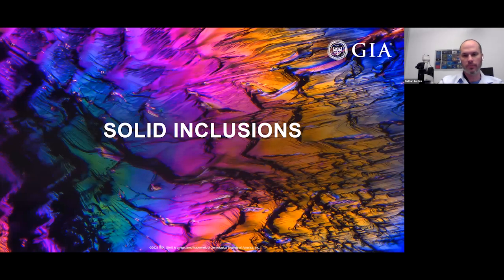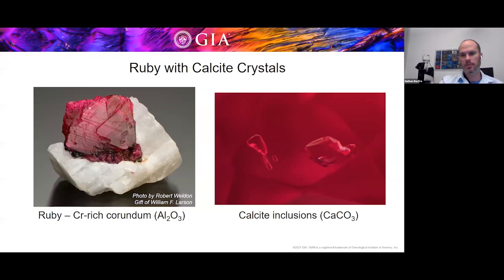So we'll start out by looking at a few examples of solid inclusions in gems. Our first example here is a ruby in its host rock. Rubies from places like Burma form in marble, which is a metamorphosed calcite-rich rock. And since the rock's primarily composed of calcite, when that ruby crystal is growing, it incorporates calcite inclusions that get trapped inside the stone during growth.